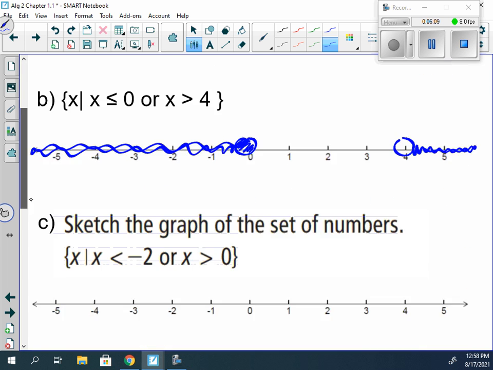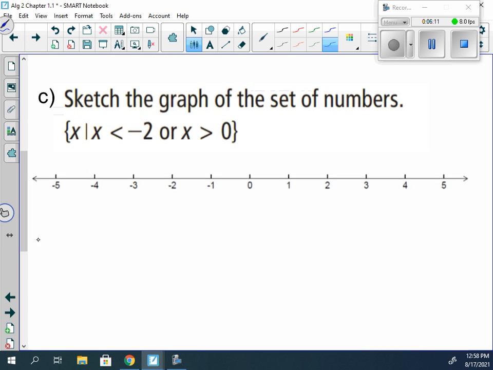All right. C, for all values of x such that, for all real numbers x, such that x is less than -2 or x is greater than 0. So again, -2 and 0, they'd both be open because neither one of them is equal to. You don't have equals on either one. So let's look at this. X is what? Less than -2.